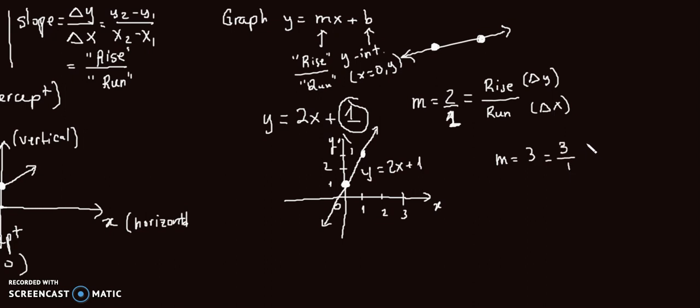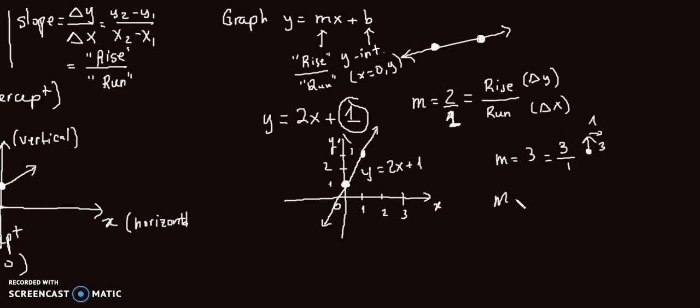So 3 is a positive number, so go up 3, and then always go to the right 1 unit. So from the y-intercept in slope-intercept form, go up 3, and then you go to the right 1 unit.